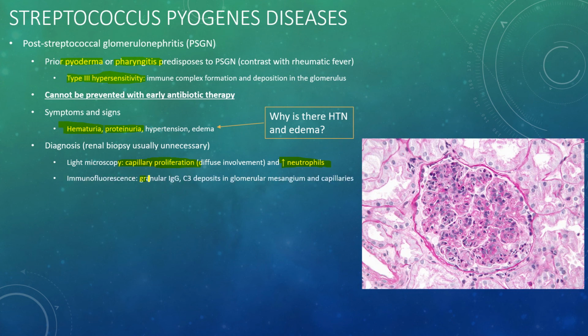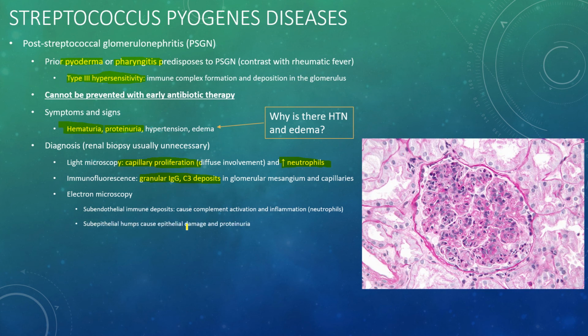Immunofluorescence: you'll have granular IgG and C3 deposits in the capillaries and mesangium. And why do you get this? Because these are activated by the immune complex deposition. You're also going to have electron microscopy findings. You have something called subendothelial immune deposits. So below the endothelium of the cells, of the vasculature, below the endothelium of the glomerulus, you can get immune deposits that cause complement activation and inflammation. So all these bright pink things are deposits of different immune complexes which are activating the immune response.